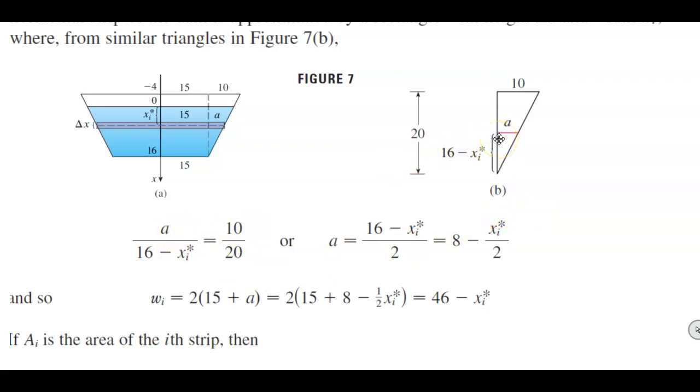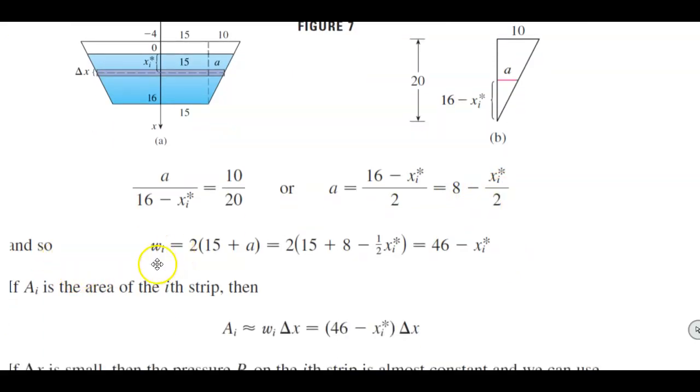By doing so, we get a, which is equal to 16 minus x subscript i over 2. If we share the denominator, 16 divided by 2 is 8 minus x subscript i over 2. And so w subscript i is going to equal 2 times 15 plus a, which is 2 times 15 plus what we got for a, which is 8 minus 1/2 x subscript i. Again, up here you can see where you're getting the value of 15. If we distribute and combine like terms, we get 46 minus x subscript i.